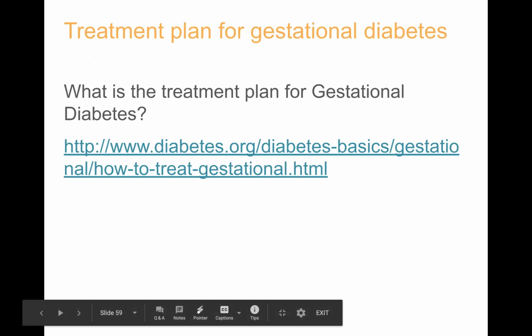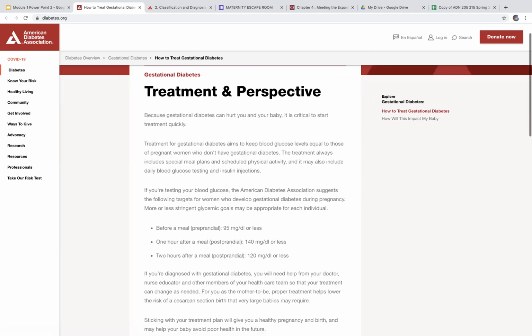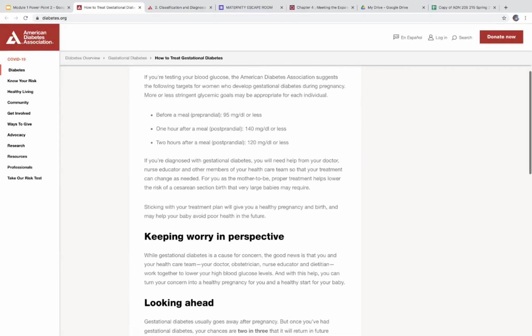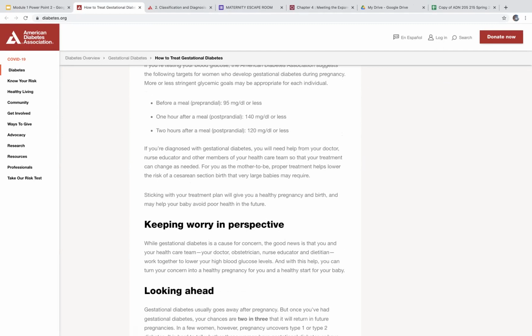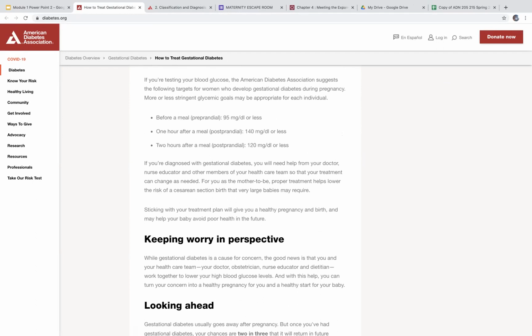Treatment plan. So you click on here. They have your treatment plan in here. Again, before a meal, preprandial, we want them 95 milligrams per deciliter or less before a meal. 1 hour after a meal, postprandial, 140 milligrams, and 2 hours, 120. So these are the targets that the American Diabetes Association suggests for women who develop gestational diabetes during pregnancy.